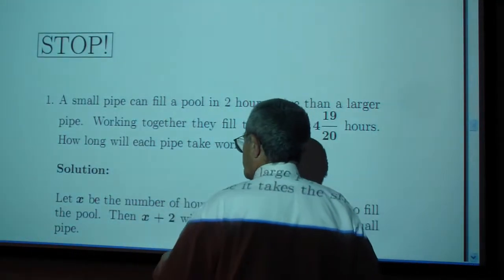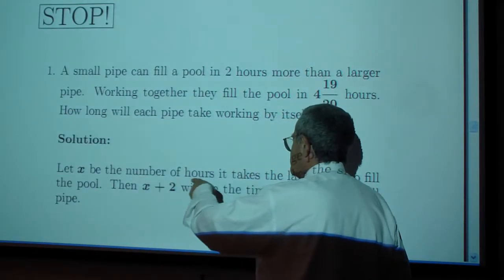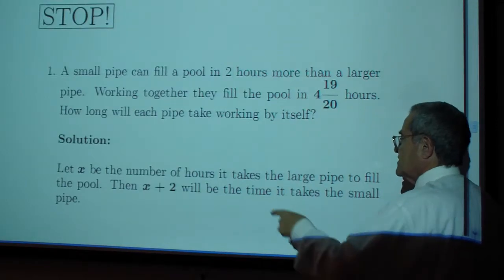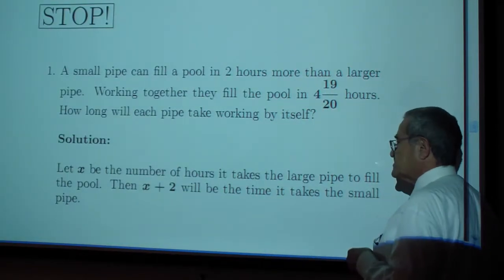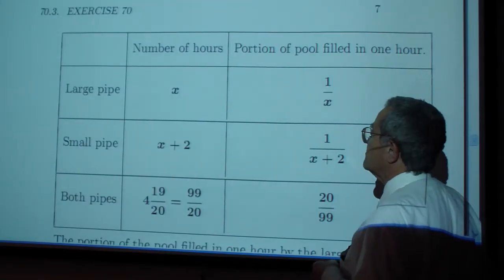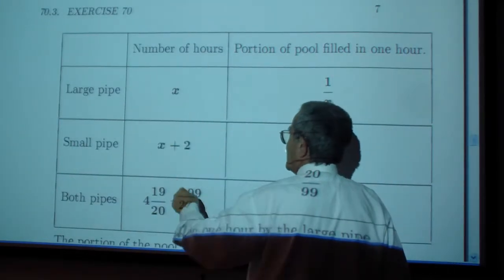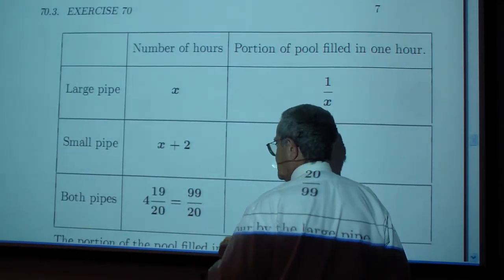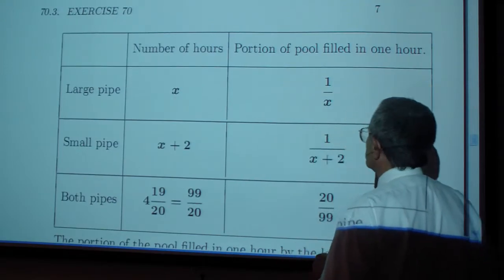Okay, the small pipe, I know the answer. Let x be the number of hours it takes the larger pipe to fill the pool. Then x plus 2 is the time it takes the small pipe. And putting this into a nice table, x hours for the large pipe, x plus 2 for the small pipe, 99/20 for both pipes together.